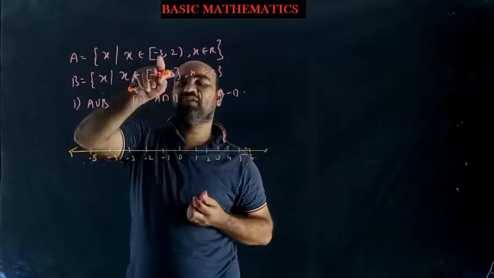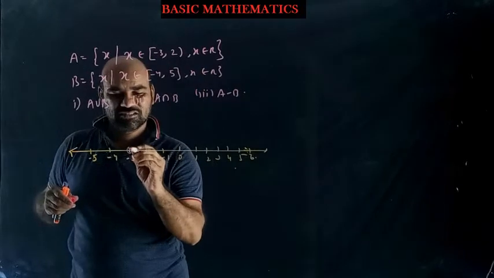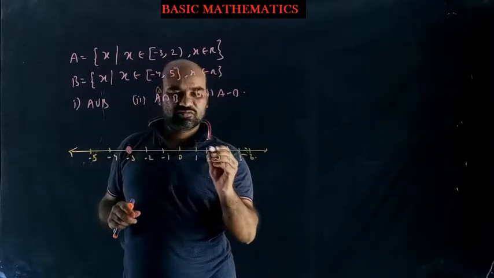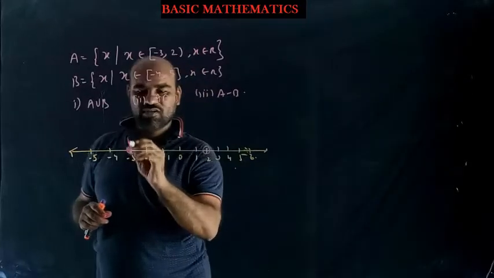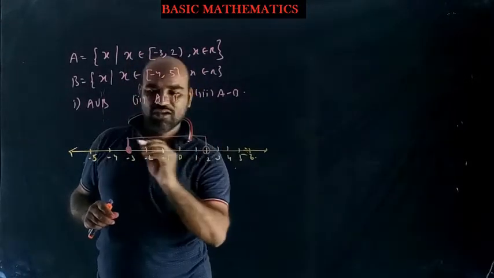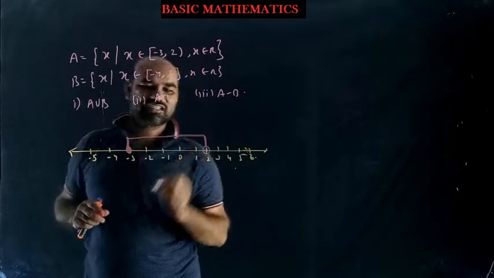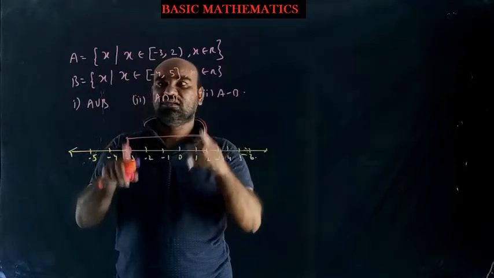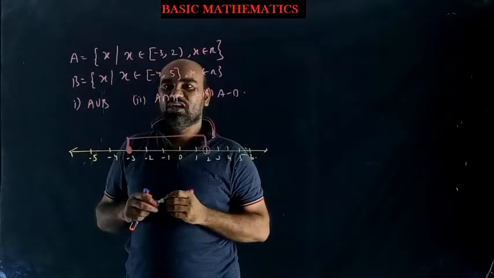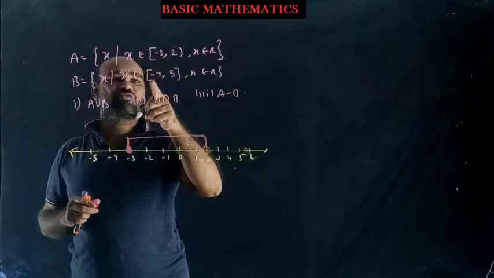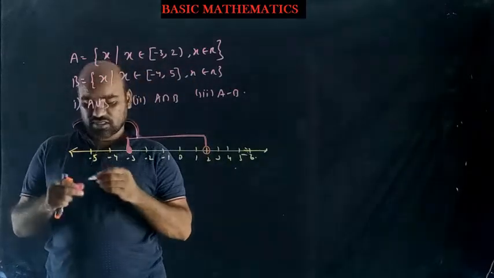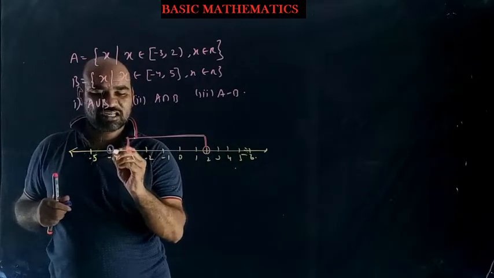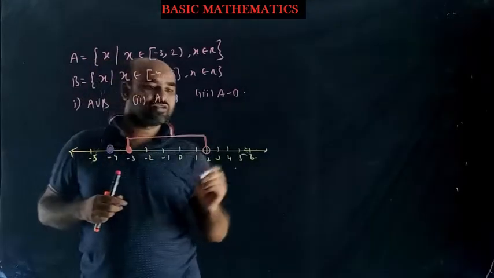A is closed minus 3 to open 2. I will write like this. My pink one is the set of elements closed minus 3 to open 2. That is represented by set A. Next, set B, closed minus 4 to closed 5. Closed minus 4. I want to use another color. Closed means a thick circle here, to closed 5.